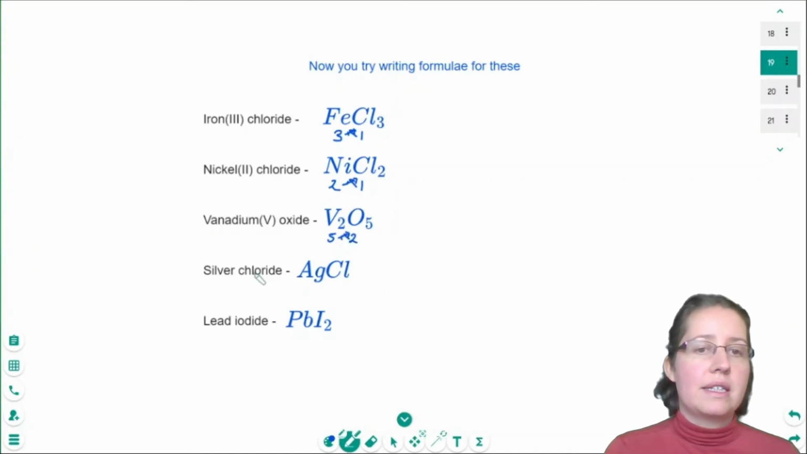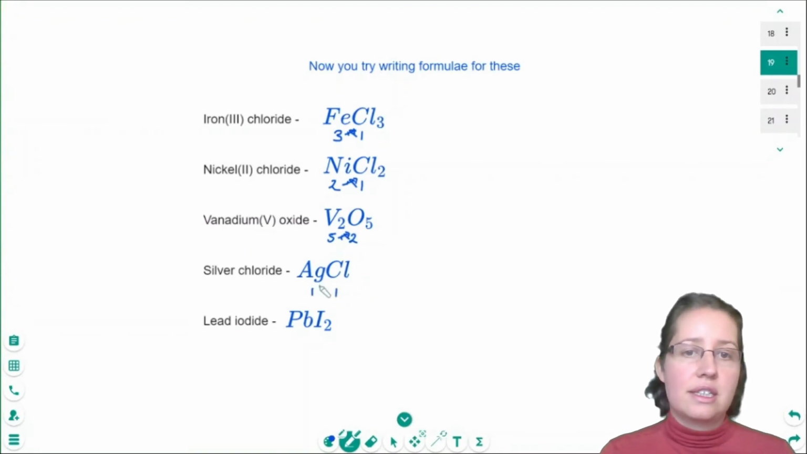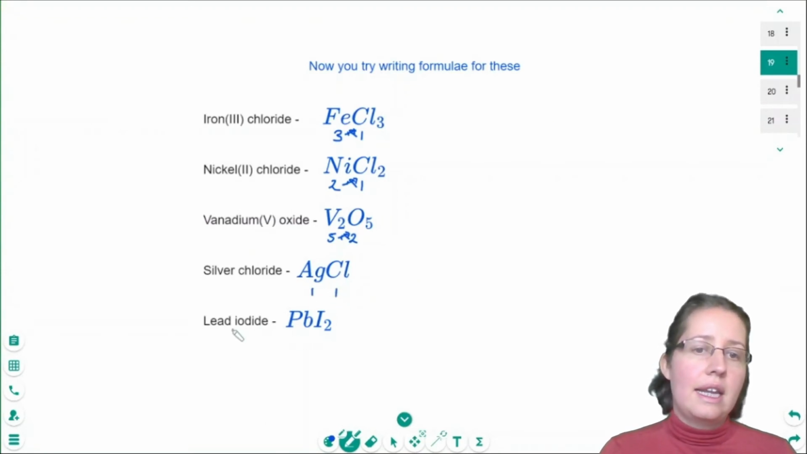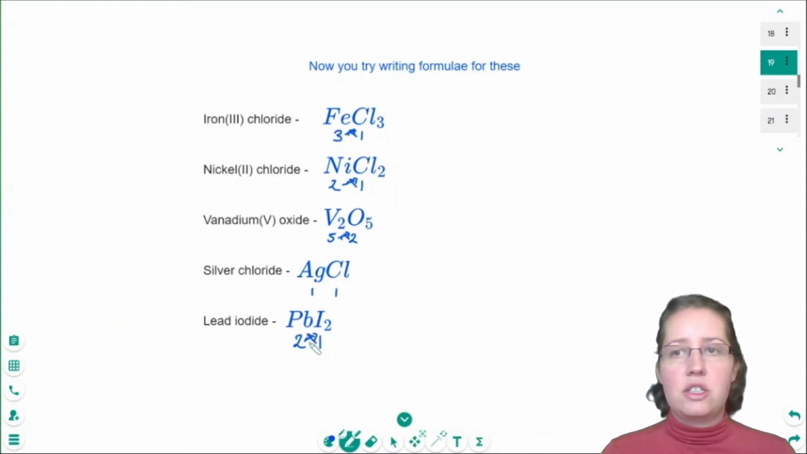Silver chloride. The valency is not given here because you have to remember that silver is valency 1. So it's 1 and 1, so they cancel and it's just AgCl. Lead iodide. Again, the valency is not given here because you have to remember that lead is 2. So 2 for lead, iodine group 7 valency 1. Crisscross and you get PbI2.